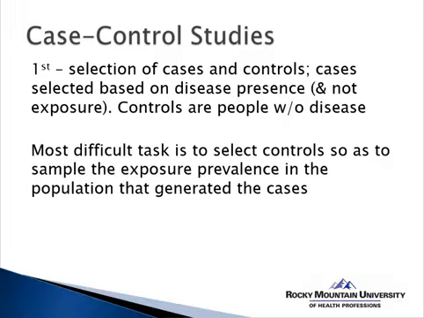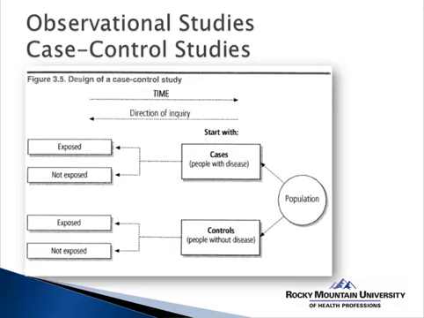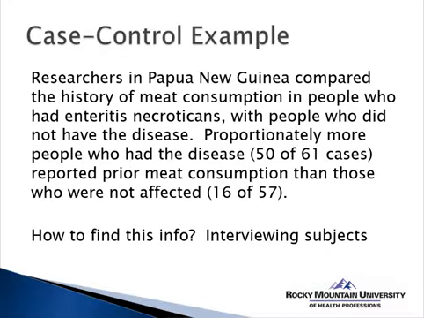The most difficult task is to select controls so as to sample the exposure prevalence in the population that generated the cases. So here are the people with the cases, here are the people with controls, and then we go back and we ask about potential exposures. That gives us proportions in each group, and we're able to see if people are at greater risk or if they have greater odds based upon their history.